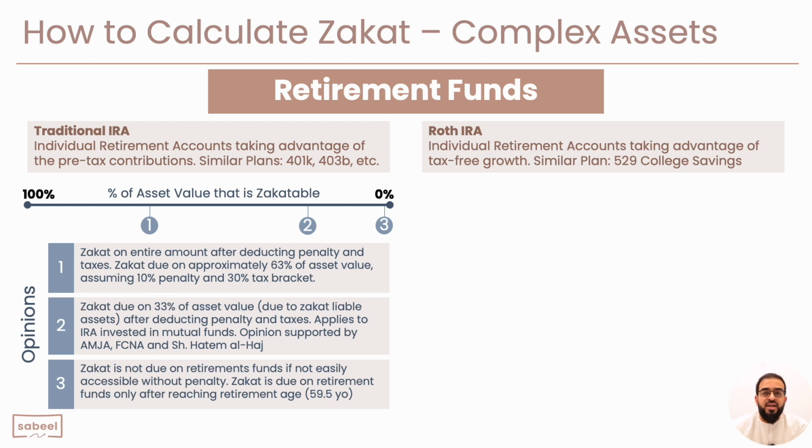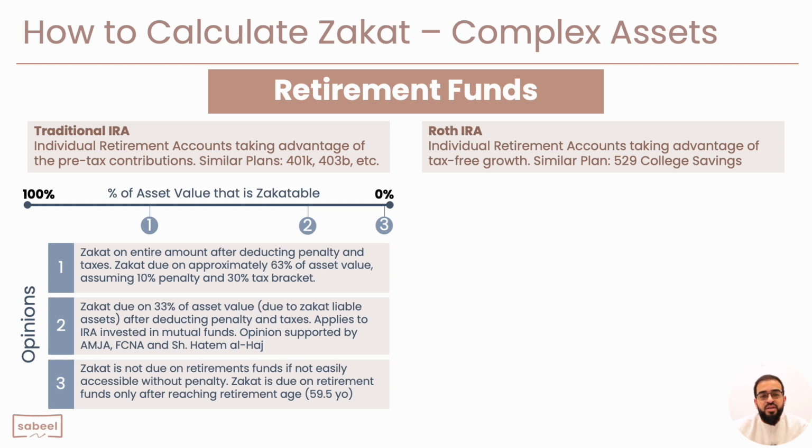So how do you calculate zakat on this? According to opinion number 2, you take your asset value, you subtract your penalty, you subtract your tax bracket, and then you take 33% of the remaining value and you apply 2.5% off of that, which roughly translates to 20.8% of the asset value is zakatable, and then 2.5% of that 20.8% is how much you owe in zakat.